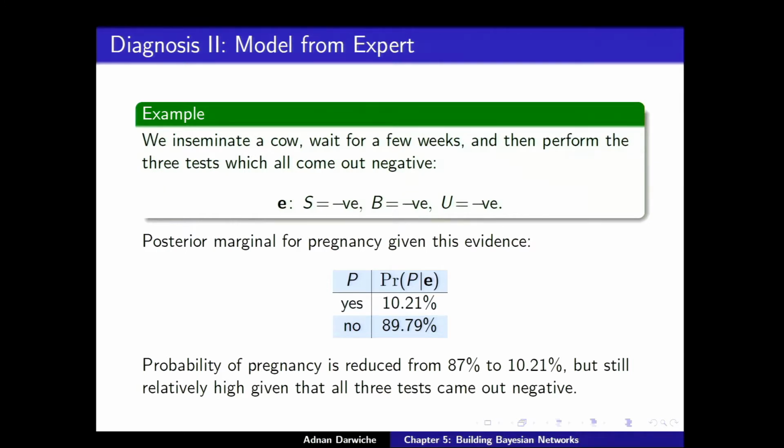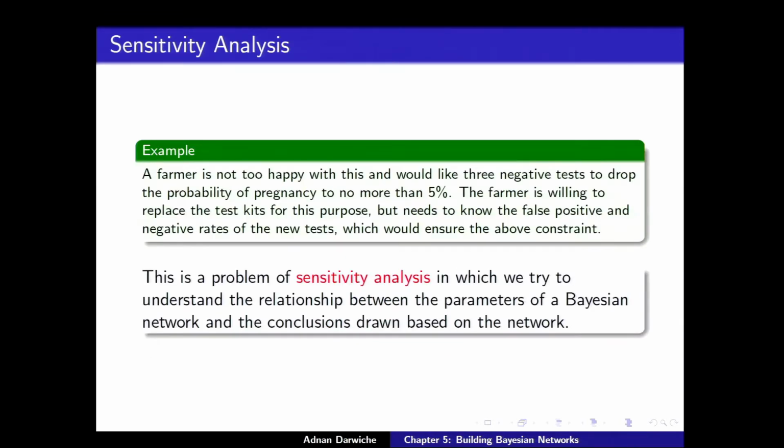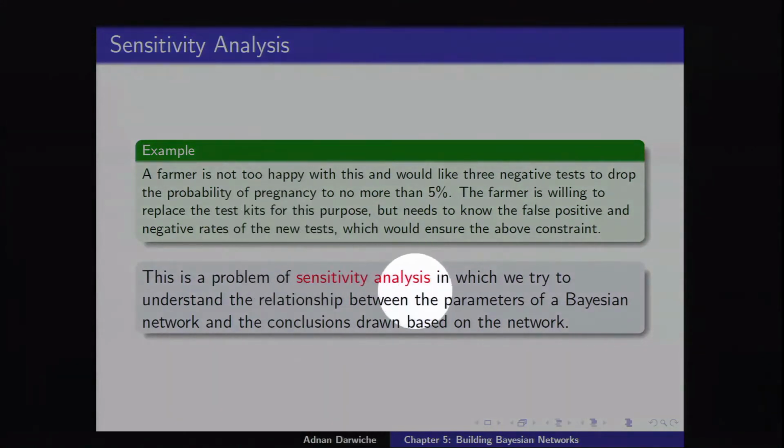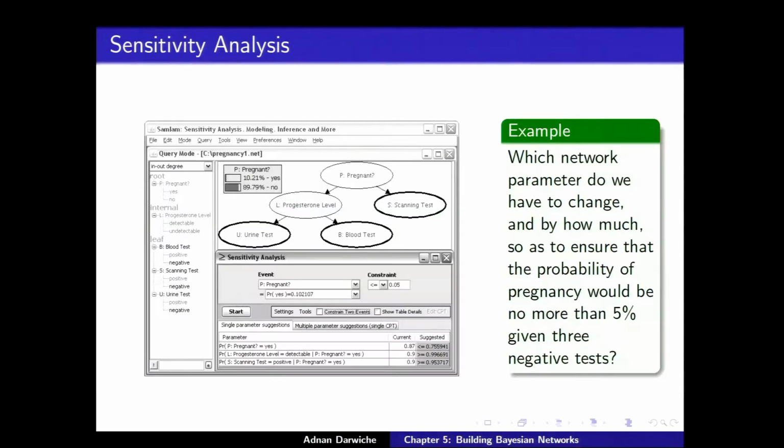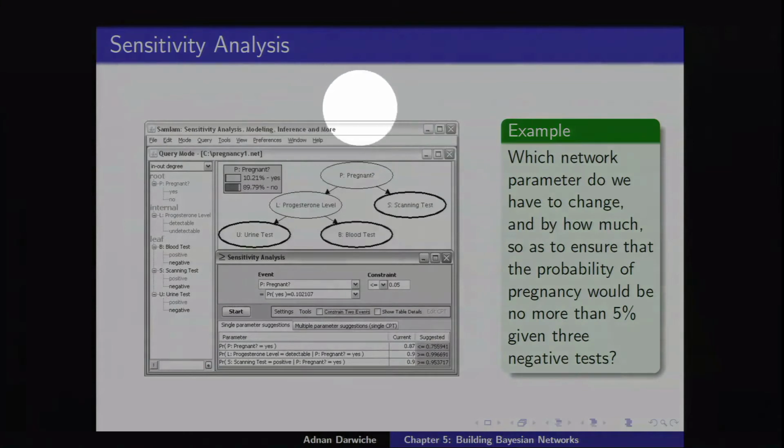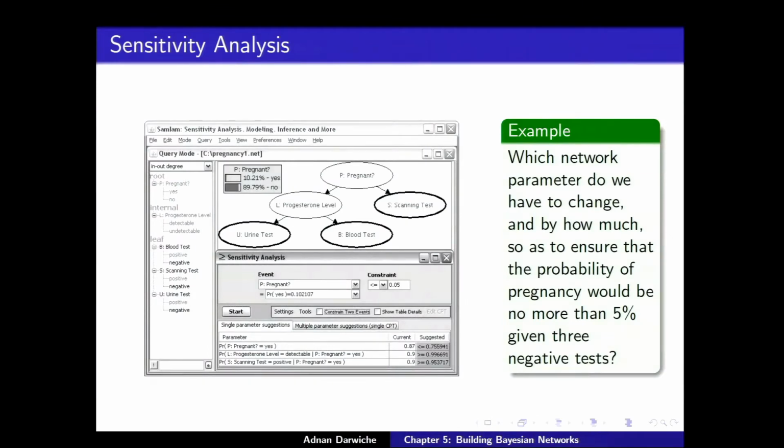So the question is, maybe you say, I want the probability to be no more than 5% if all tests came out negative, which means you have to get better tests, right? And this is where sensitivity analysis comes in. And you can basically say, you put some condition, no more than 5%, and then here's what you get. By the way, this also you can try in SEMIAM. There is a sensitivity analysis engine there. You go to it and say, under this particular evidence, I want the probability of pregnancy to be less than or equal to 5%, right? And look what you get. Here's interesting things.